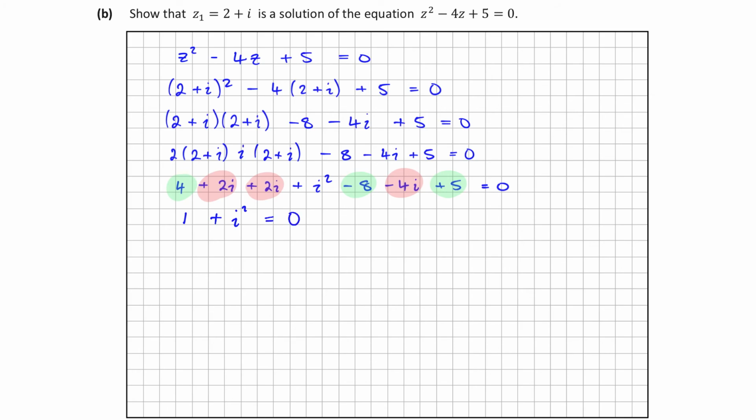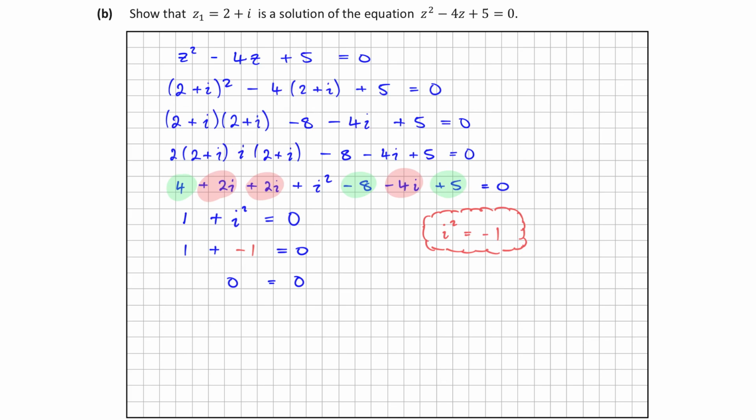Now, at the very, very start of this question, so if you went back to part A and read the question again, or even before part A, it tells you that i squared is equal to negative 1. And that's very important in complex numbers. So i squared is equal to negative 1. That's the instructions at the very start of this question, right? So, if i squared is equal to negative 1, I can put negative 1 in instead of i squared. So I'm going to do that. So plus 1 plus negative 1 is equal to 0. And obviously 1 take away 1 is equal to 0. So 0 is equal to 0.